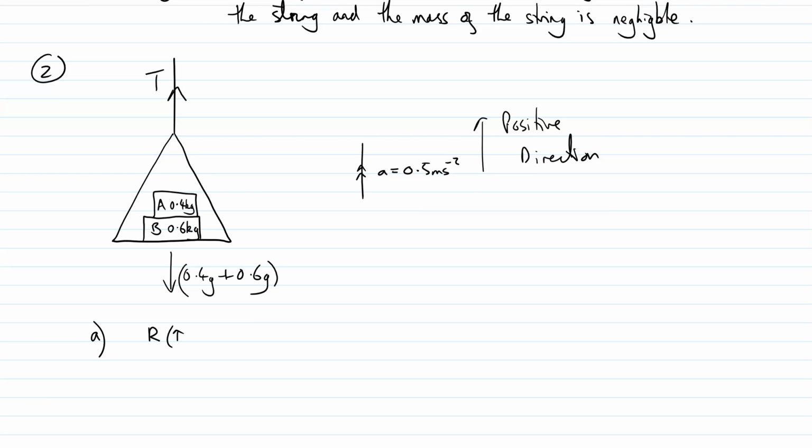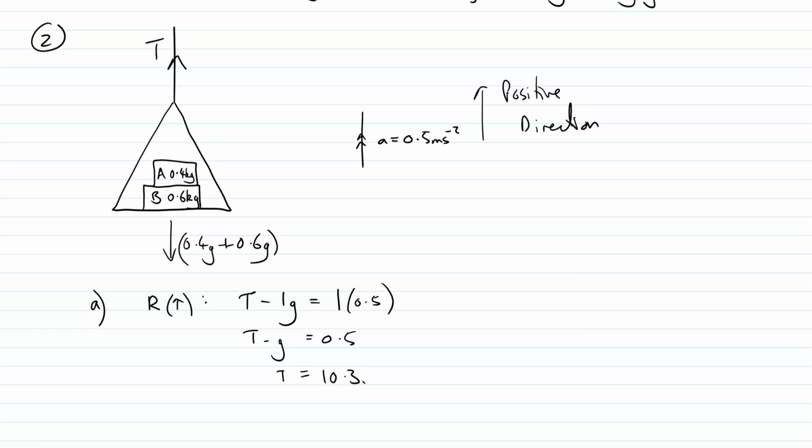So if we resolve our force going upwards, if we look at our system, the only force acting upwards is T. So we'll have T, and then the force acting downwards is both of these together, 0.4 plus 0.6 is 1g, so minus, and I'll just put the 1 in just to indicate that's this plus this. And the overall mass is 1, so this is our mass times acceleration, resultant force, and the acceleration is 0.5. So we get T minus G is 0.5, add G to both sides, G is 9.8, so 9.8 plus this, so T will be 10.3 newtons.